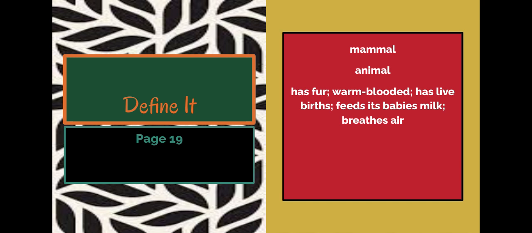Knowing the category and attributes helps us determine the definition. A mammal is a warm-blooded animal that has fur, delivers live babies, feeds its babies milk, and breathes air. That is the definition of a mammal.